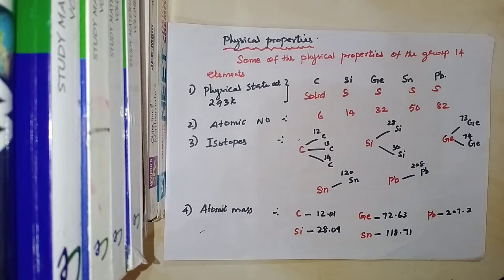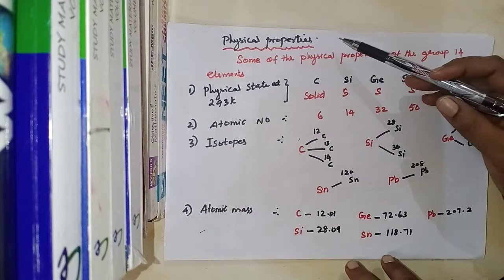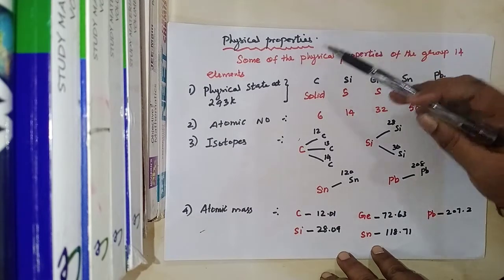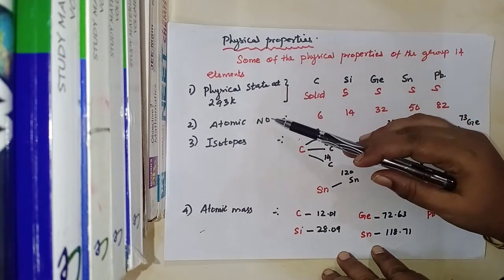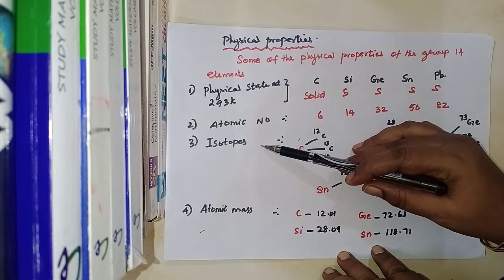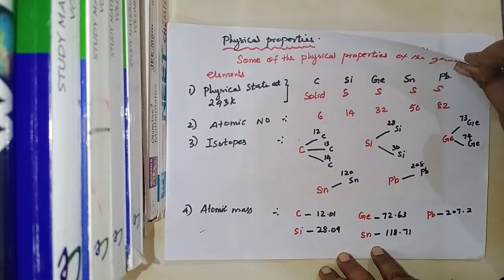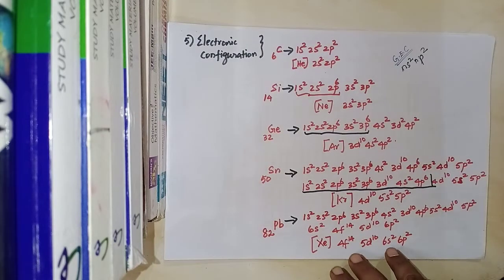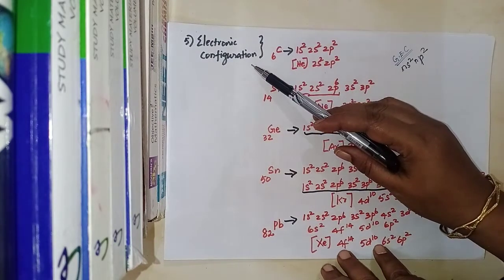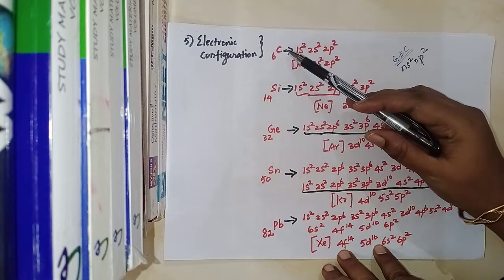Good morning, students. In the last section we saw the physical properties of the carbon family, that is group 14. We saw the physical state, atomic number, isotopes and atomic masses of the carbon family. Today we are going to see the electronic configuration of the carbon family, starting with carbon, atomic number 6.